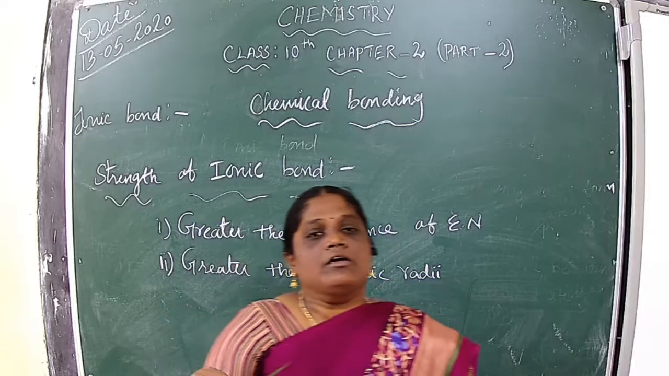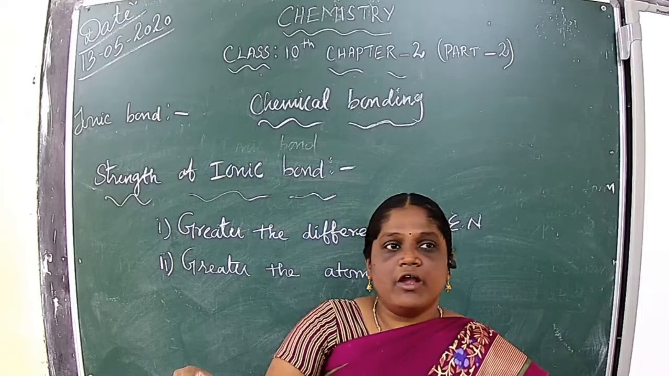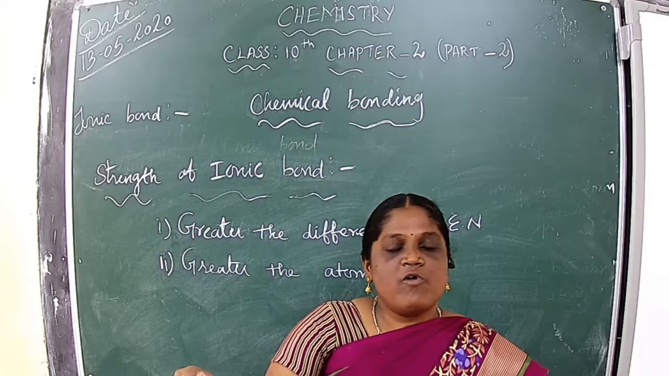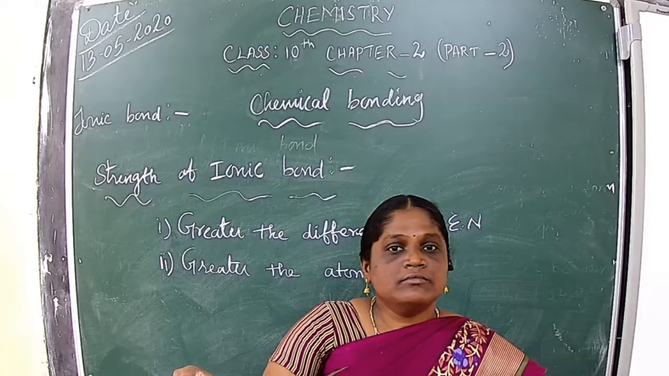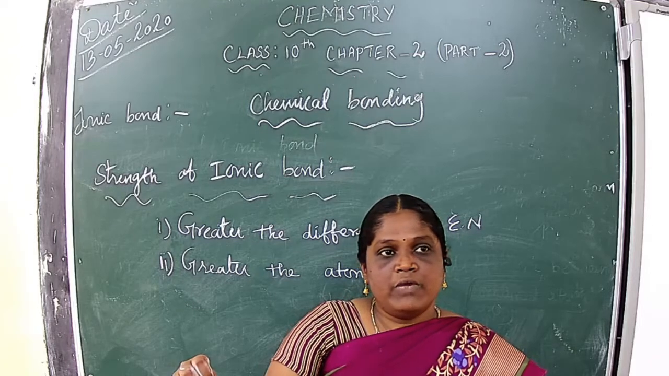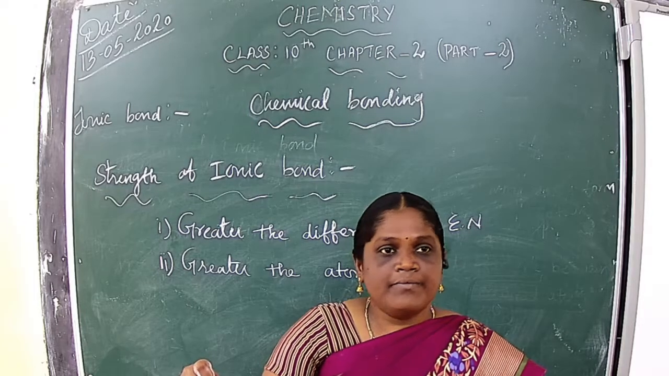Okay. So you can do the formation of the ionic compound magnesium oxide as homework. You have to write the ionic equation, electron dot structure, and orbit structure. Okay. Thank you.